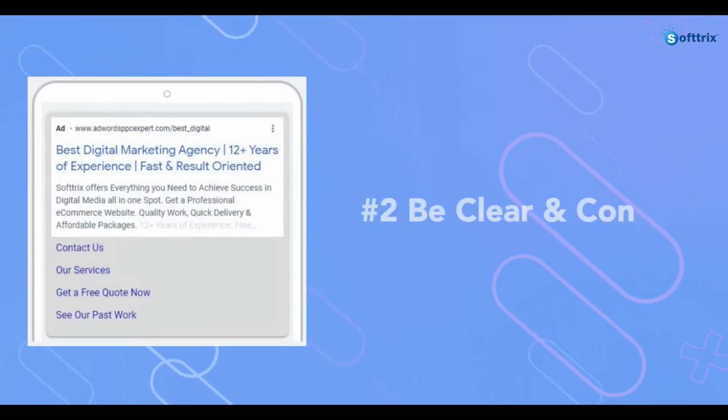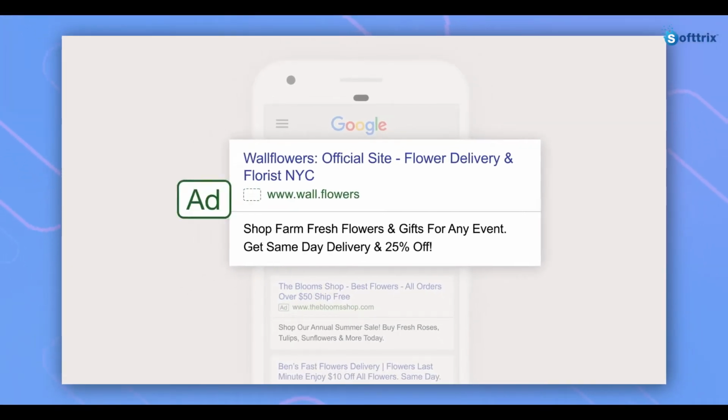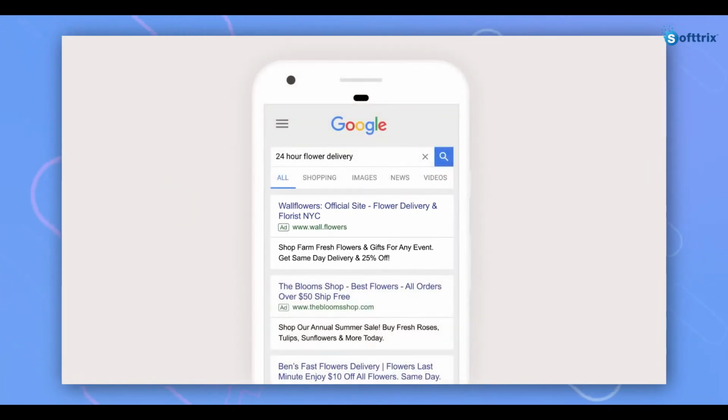Second important tip for ad copywriting is to be clear and concise. The more concise the ad copy is, the more it will hold users' attention. Again, be concise. Nobody wants to read the ad which goes on and on.